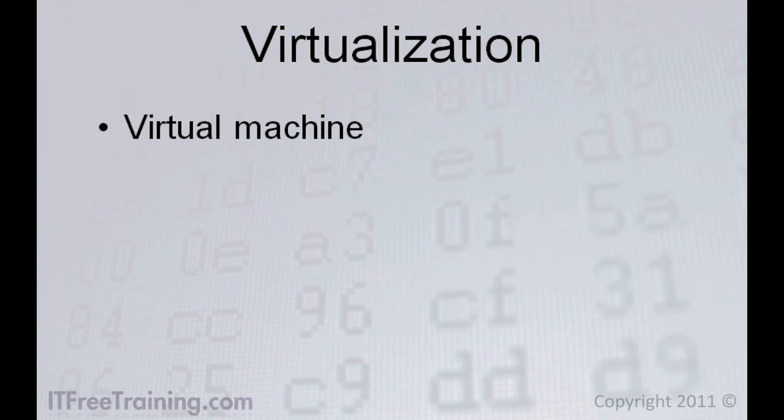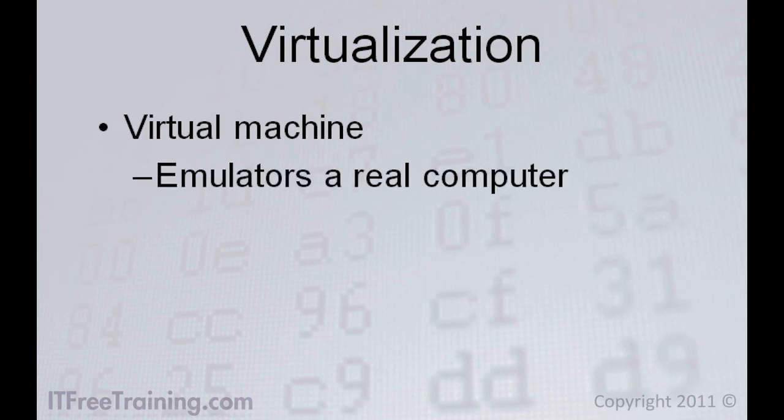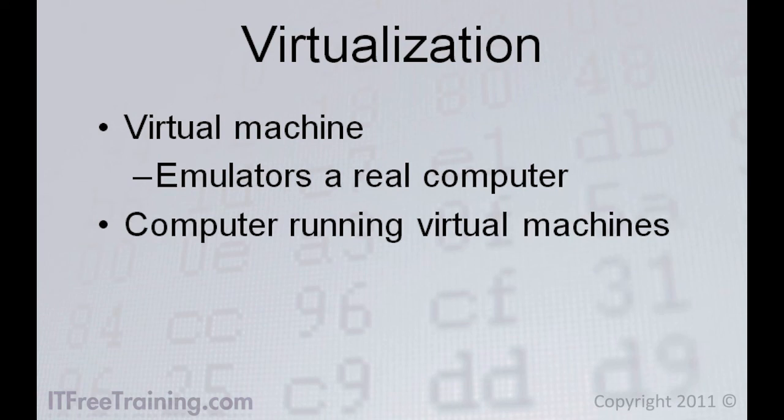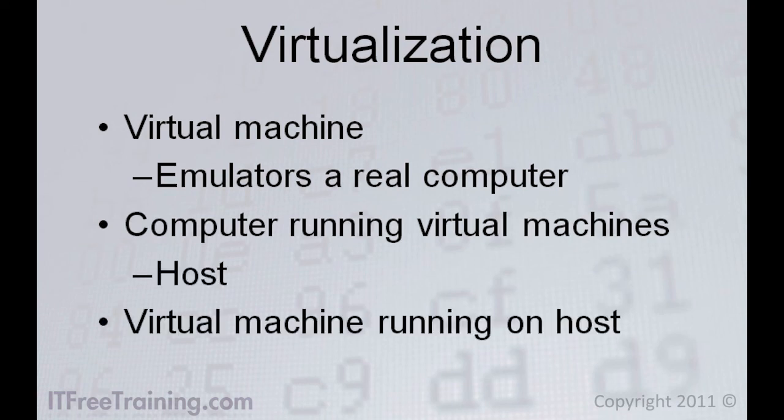A virtual machine emulates a real computer. You can run as many virtual machines on the one physical computer as you want, limited only by the RAM and other resources. The physical computer running the virtual machine is called the host. A virtual machine running on the host is known as the guest. The guest operating system runs on the host and has its own RAM allocated from the host. The guest shares the CPU with the host, but is isolated from the host.